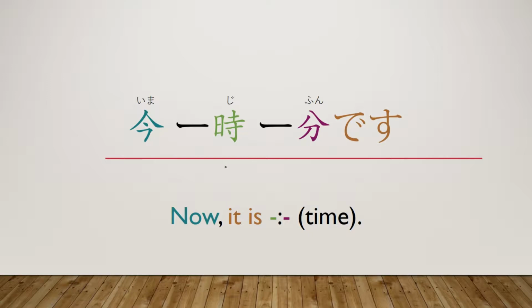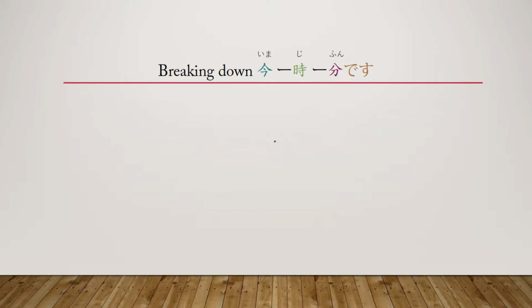Well, in English this is how you tell time. It's "now it is something something time," where the ji here is going to be the hour, so like 3 o'clock, 4 o'clock, 5 o'clock, and the fun is going to be the minute, so like 7:24, 7:26, 7:32, something like that. Let's break this structure down a little bit more, and hopefully you'll understand it better.